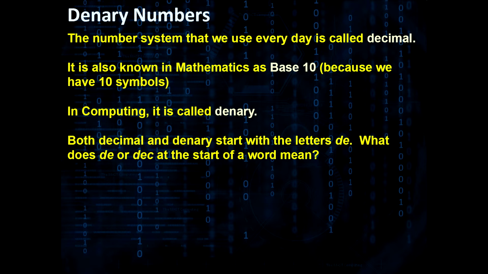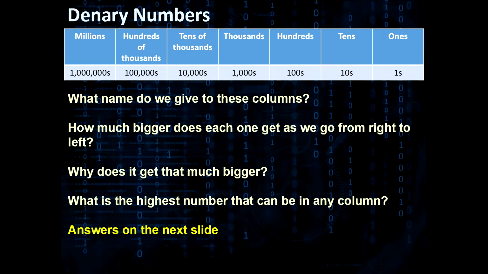So the number system that we use every day is called decimal or denary. Also known in mathematics as base 10 because we've got 10 symbols. So again, reminding about these columns, so these are place value columns. How much bigger does each one get as we go from right to left? They get 10 times bigger. The reason they get 10 times bigger is because we have 10 symbols to make our numbers with. And the highest number that can be in any column is a 9, because once we get to 9 and we carry on counting, we've then got to go into the next place value. That will put a 1 in there for the tens, and we go back to a 0 for the ones.